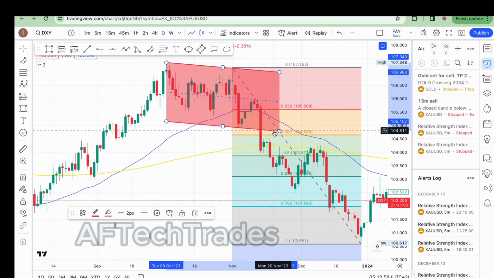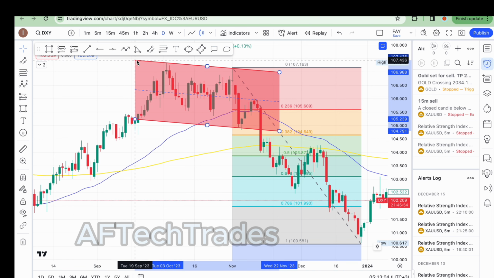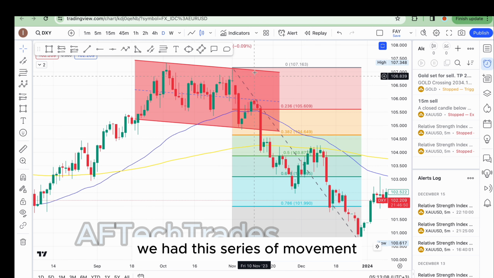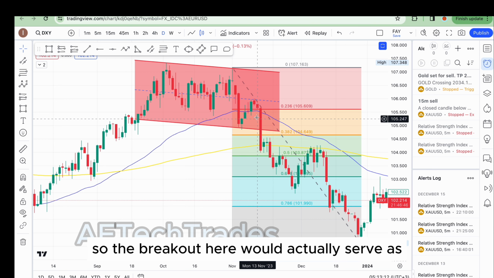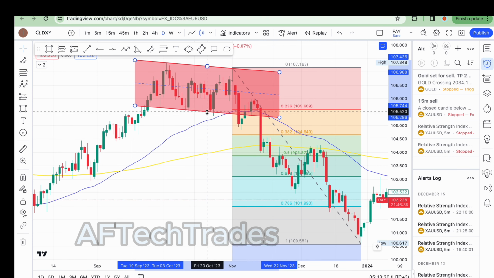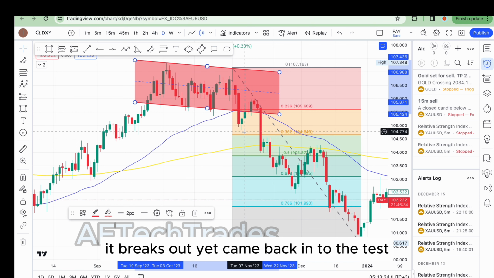Okay, consolidation was happening within this region, right? When it entered this zone, we had this series of movement, and then this is the breakout here. So the breakout here would actually serve as our counting. No, okay, this is the neckline here, right? It breaks out here, it came back in to retest.